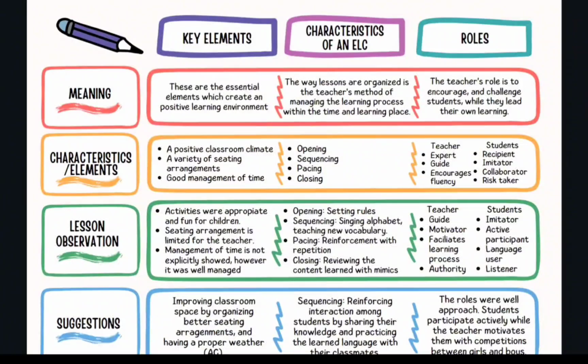Now to finish, we have the roles of the teacher and students. First of all, we know that the teacher must be the one who encourages and challenges the students so they can learn appropriately, and students must be imitators and lead their own learning. We observed that the teacher was the guide, the motivator, and also he facilitated the learning a lot for the students, and he was the authority also.